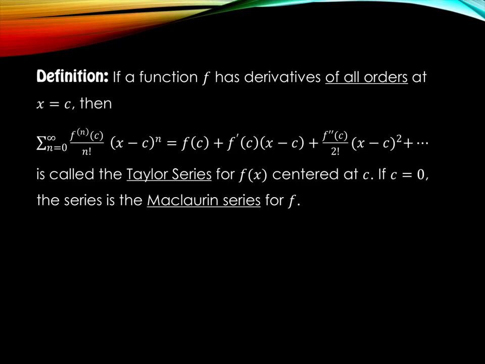If c is general, it's called a Taylor series. And if c is specifically 0, it's a Maclaurin series. So Taylor series is a general name. Maclaurin series is specifically when we have it at 0. Okay, so if they actually tell you this is a Maclaurin series, that gives you more information than if they're telling you it's a Taylor series, because then c could be anything we wish.